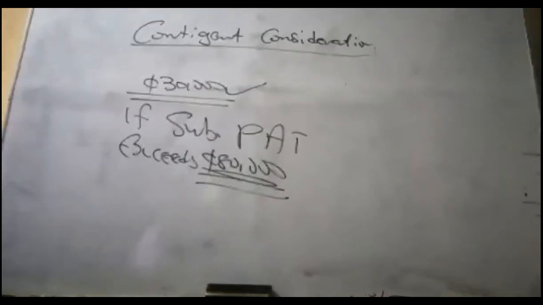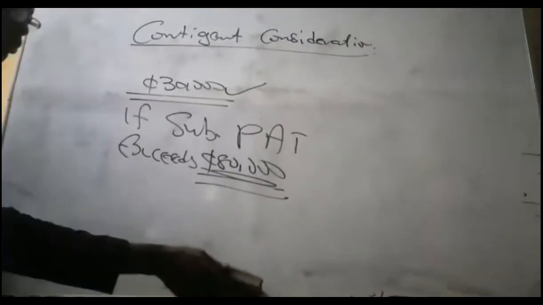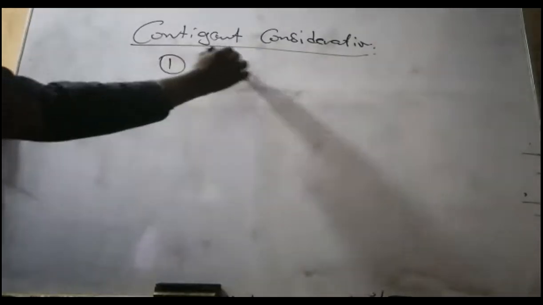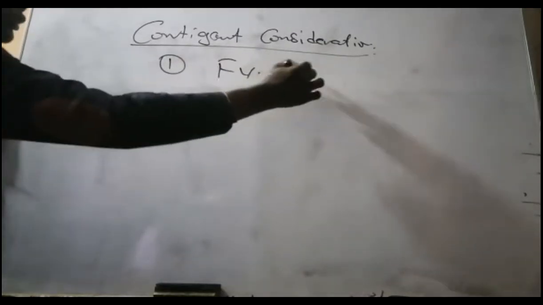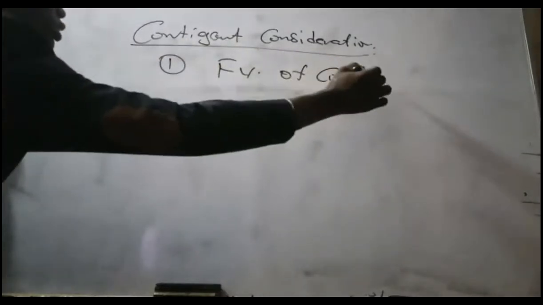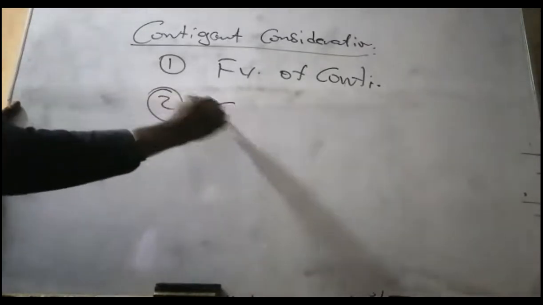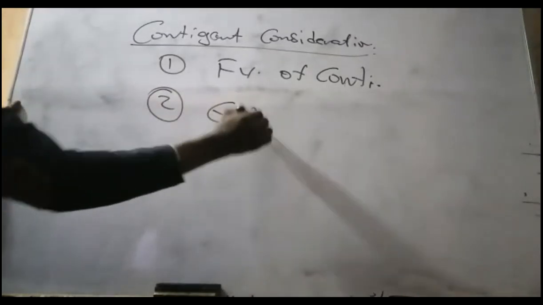If it is a gain, you add. So let's cite an example here. Step 1, find the fair value of the contingent consideration, and then key it in, record it. So record it as what? Fair value.